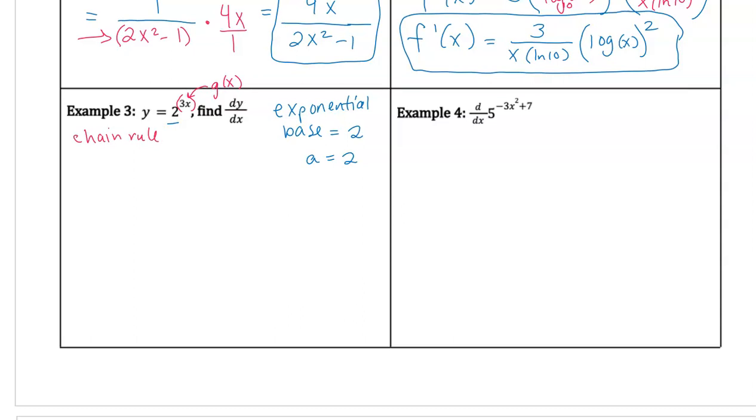So I'm going to start by taking my derivative of the outer layer. So maybe I should write out what that is. The outer layer is 2 to a power. And then the inner layer is the function that was plugged into the exponent. So it's what went here. It's a simple function, but it's still a function of x. It's 3 times x.